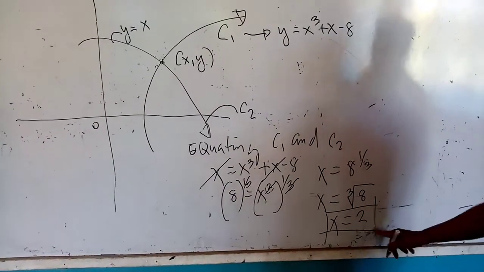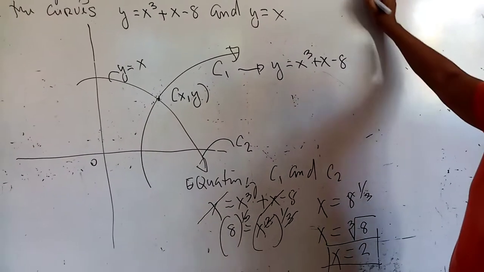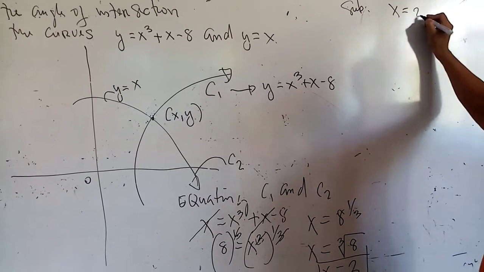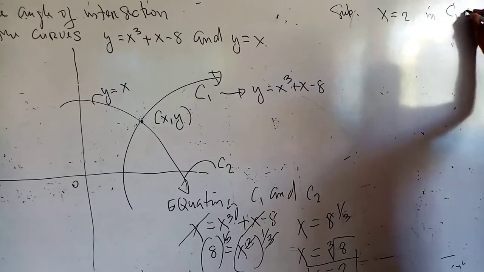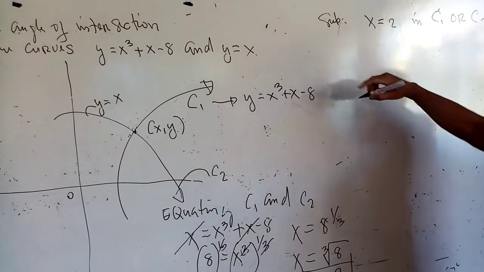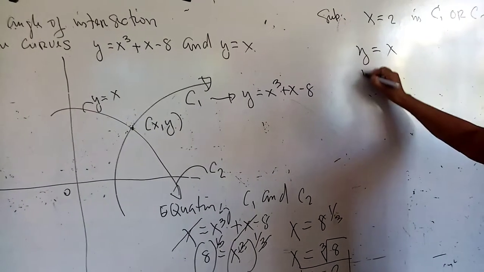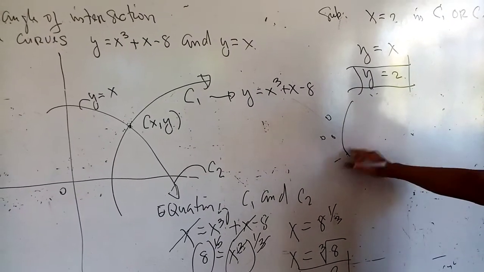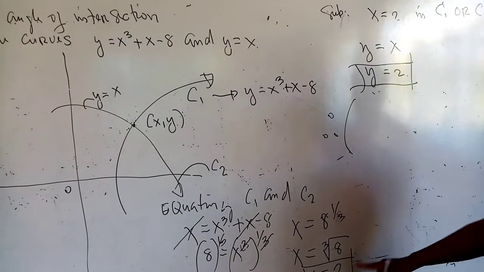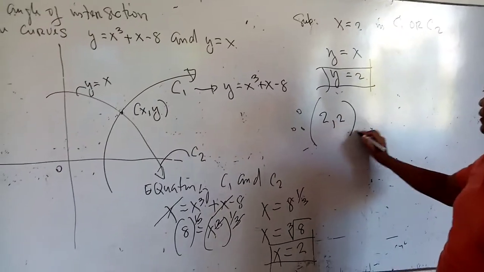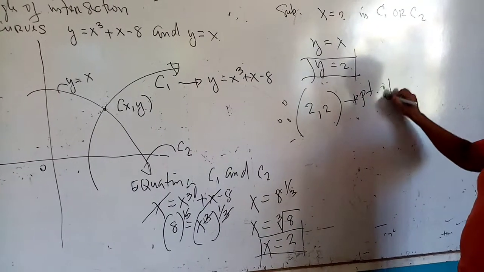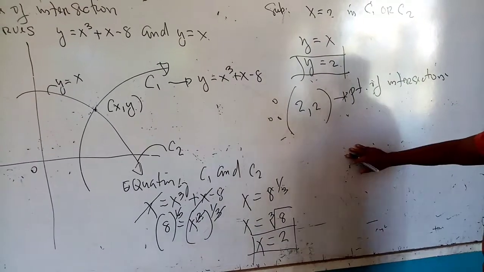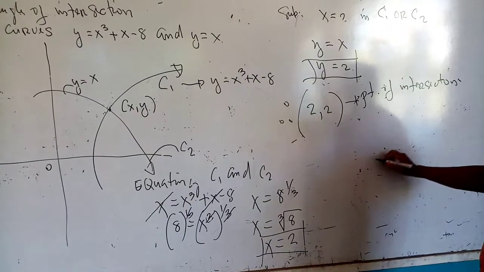Now when x is equal to 2, you are required to substitute. X is equal to 2. The intersection between curve 1 and curve 2 is located at the ordered pair (2, 2). Now we denote that this is the point of intersection.